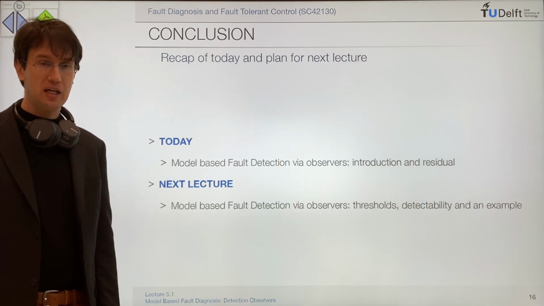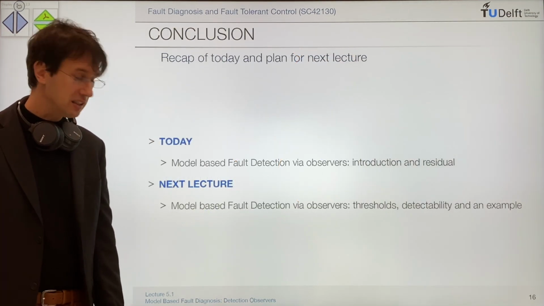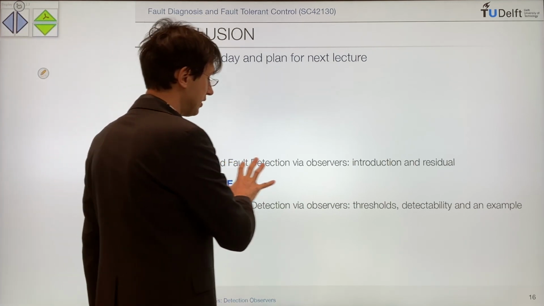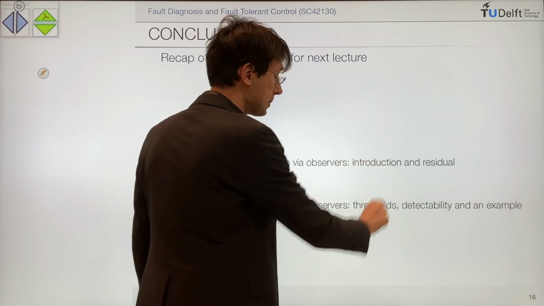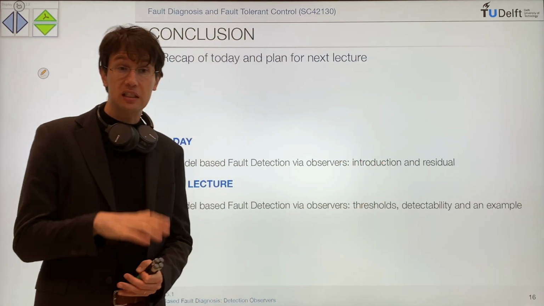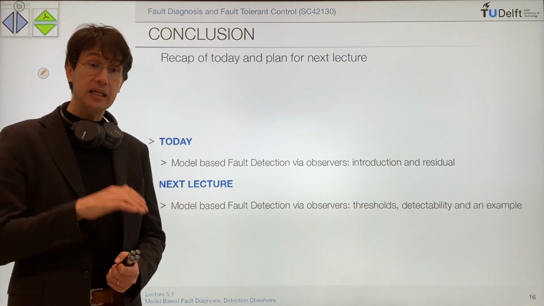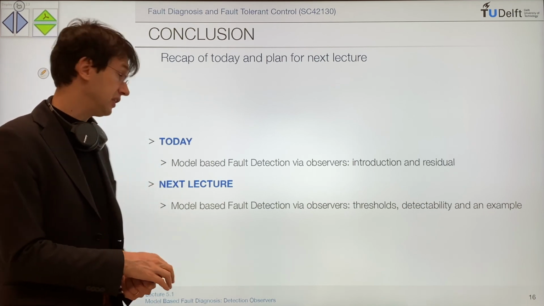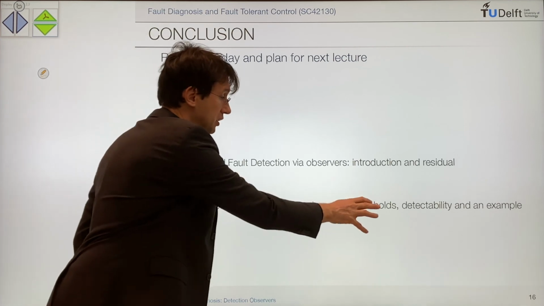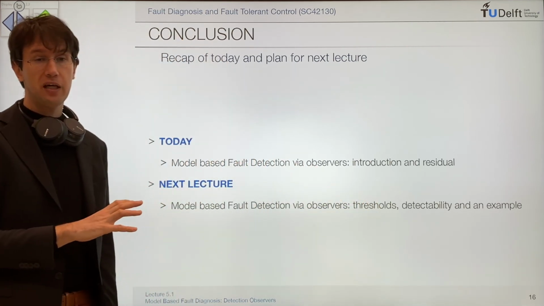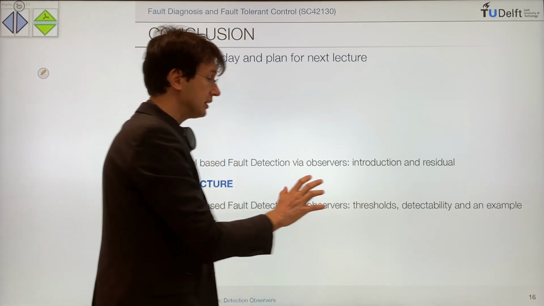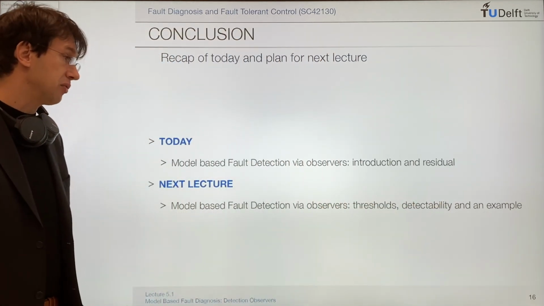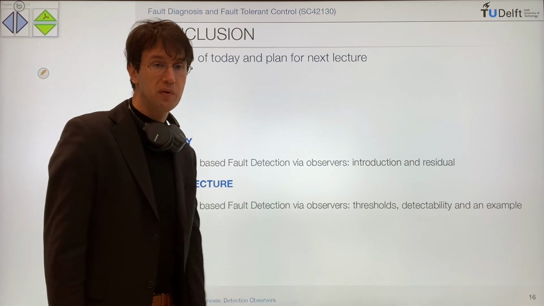That was the introduction for the first part, so for this first lecture. So we introduced the model-based fault detection via observers, and we introduced the residual dynamics. So in the next part, we are starting from this and computing a bound on that in order to introduce the thresholds. And once we have the thresholds, we can analyze detectability and robustness properties of this approach. And finally, we will provide an example.